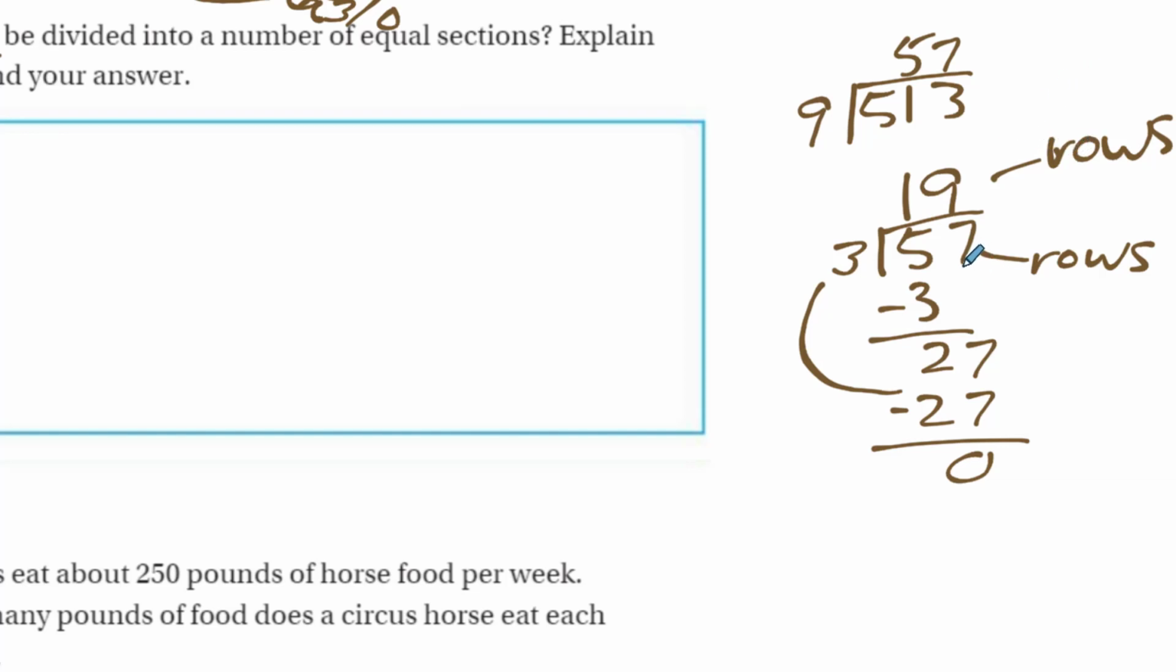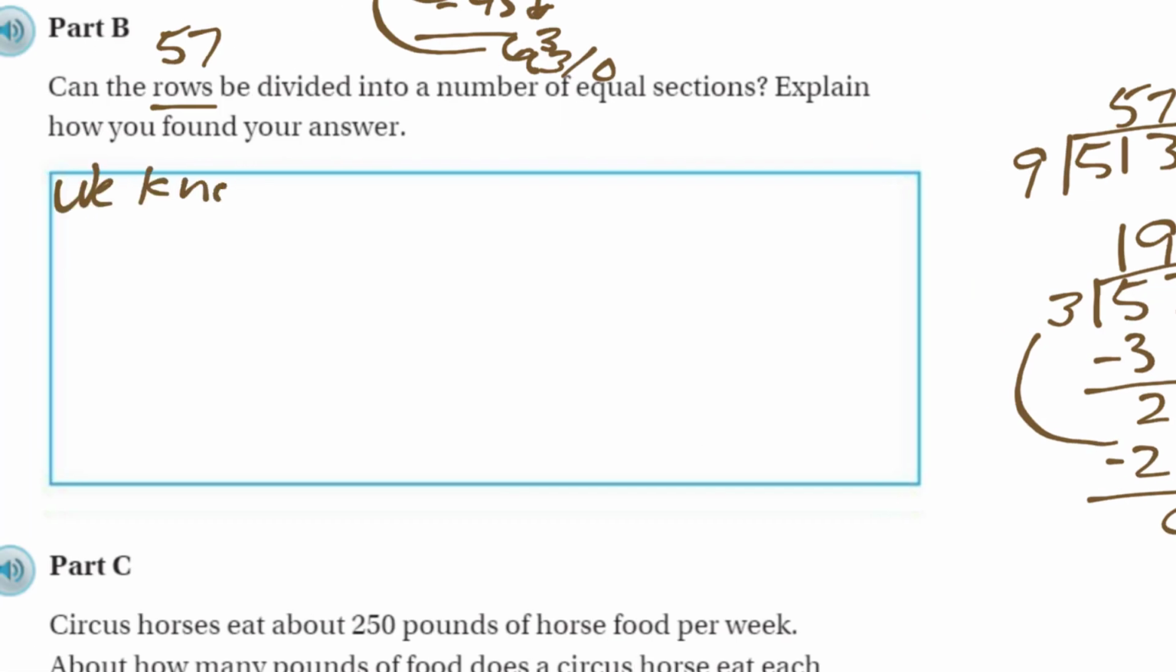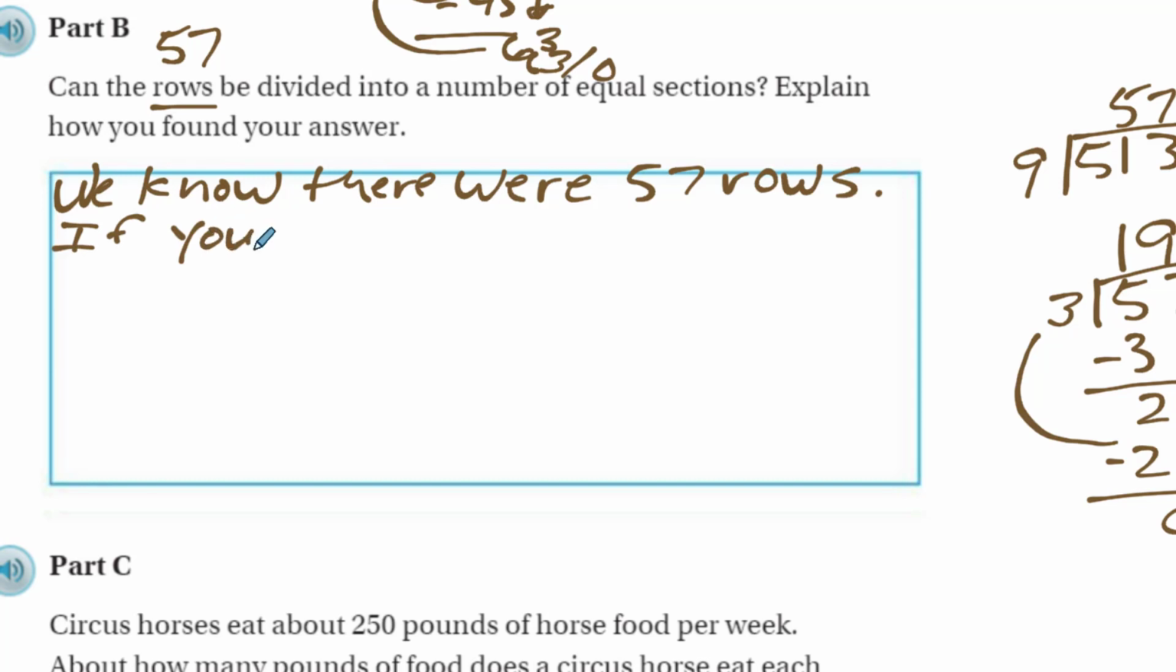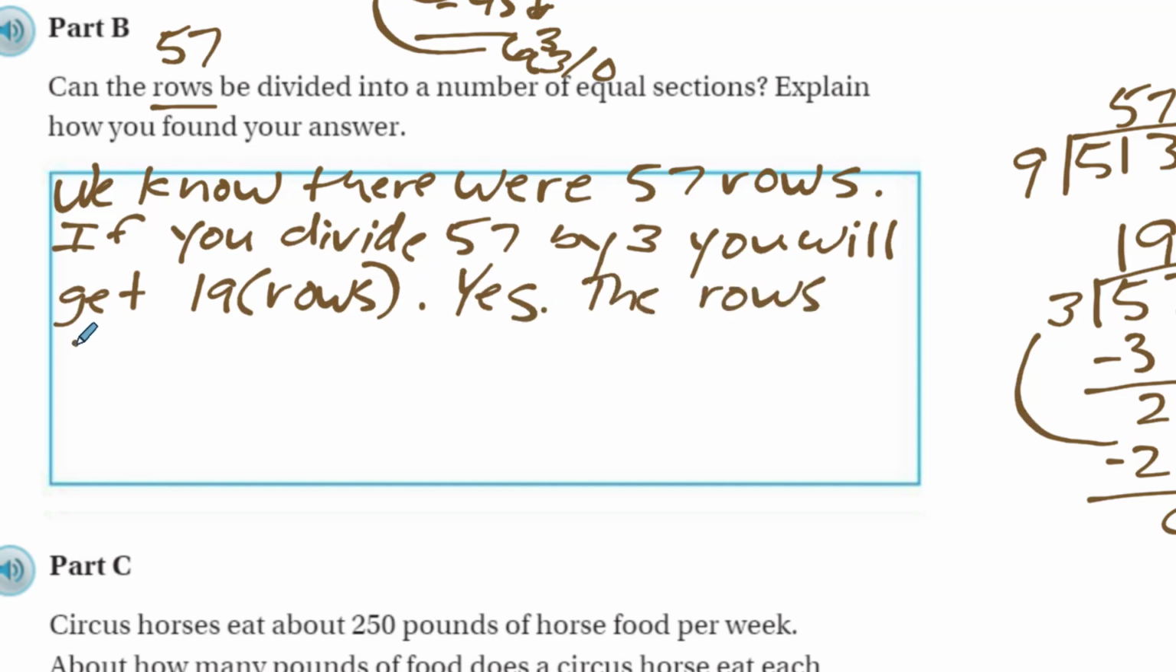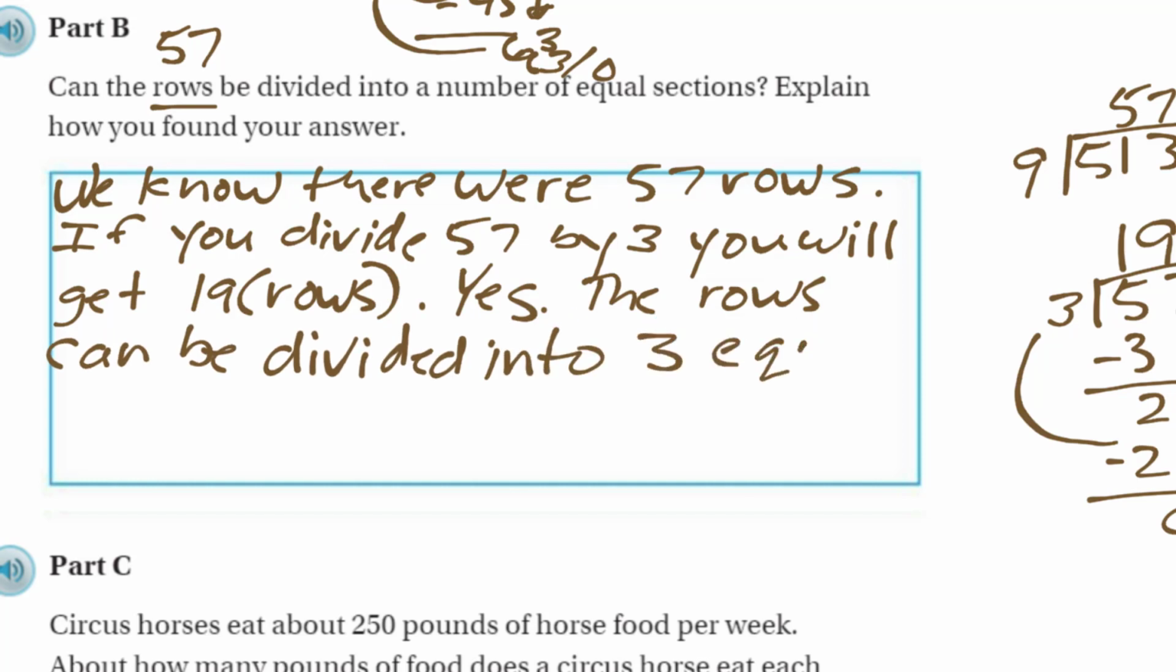We had a total of 57 rows. We could have 19 rows in each section. We can have 3 sections of that. That might seem really confusing. Let me go ahead and write this down. So first is, we know there were 57 rows. If you divide 57 by 3, you will get 19. And remember, 19 stands for rows, so you would have 19 rows. So then the answer is going to be yes, the rows can be divided into 3 equal sections.